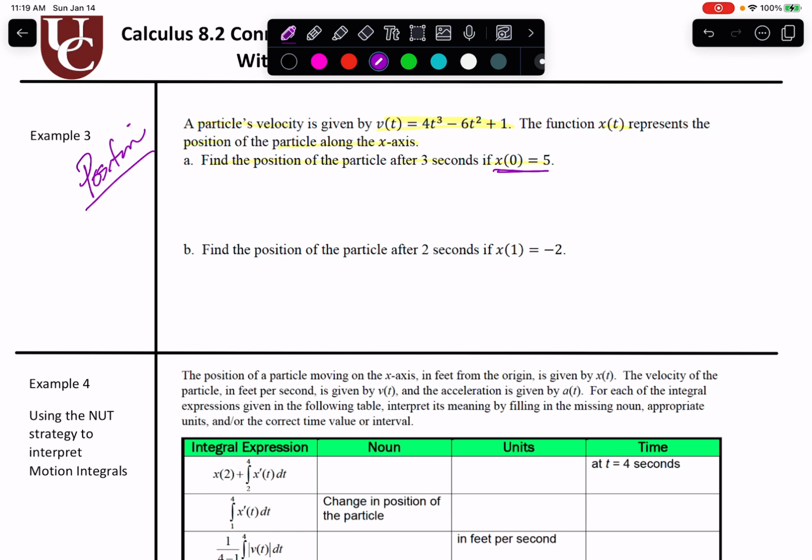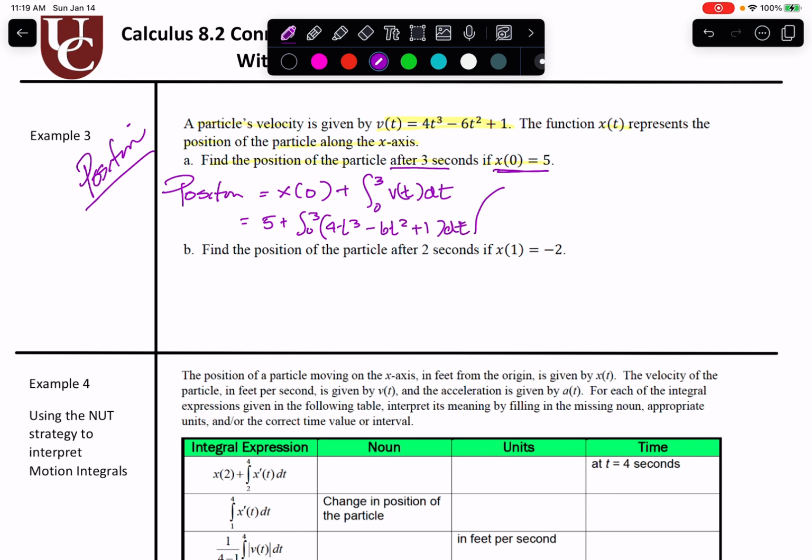So that means that we would say that position is equal to x of 0 plus the integral from 0 to, and we want it after 3 seconds, 0 to 3 of v of t dt. Now this is a non-calculator question, so we would say that's equal to 5 plus the integral from 0 to 3 of 4t cubed minus 6t squared plus 1 dt.